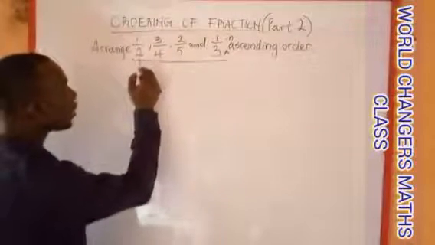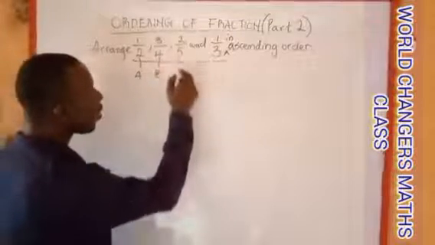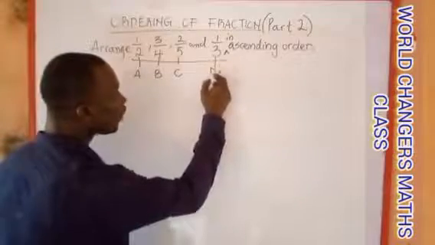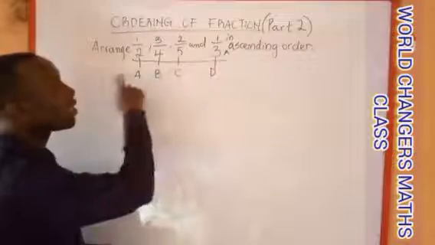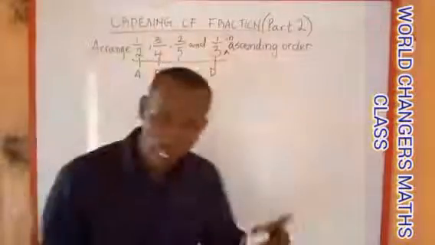Now, consider this as fraction A. Consider the second fraction as fraction B. Consider the third fraction as fraction C. And consider the fourth fraction as fraction D. You discover that all the denominators are different. Now, what can we do?